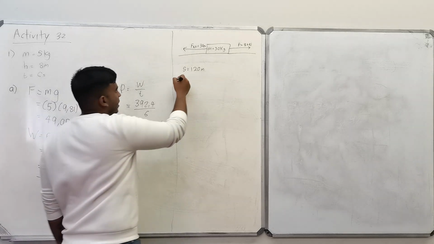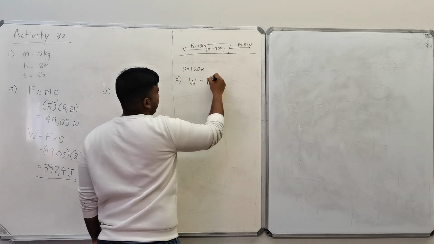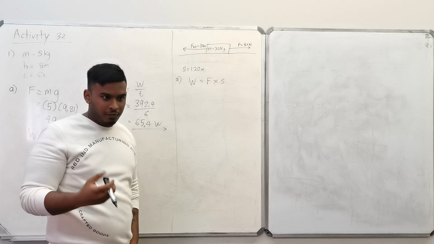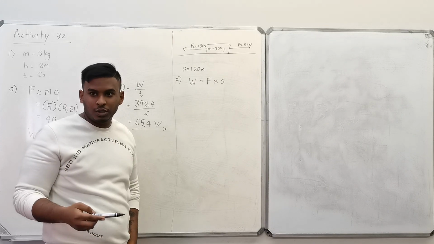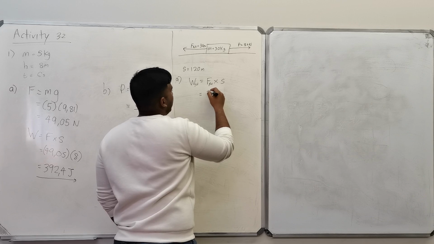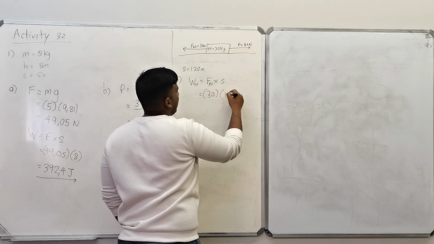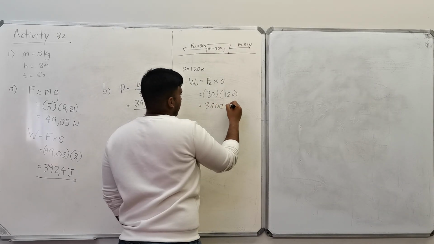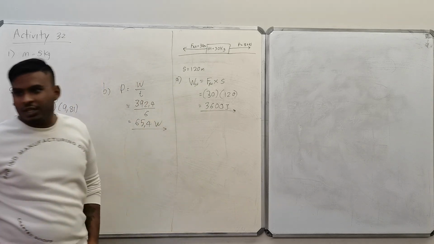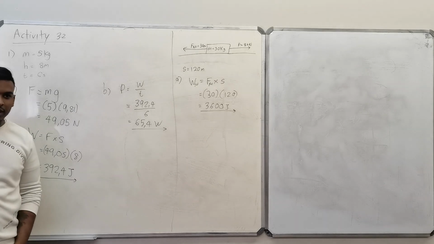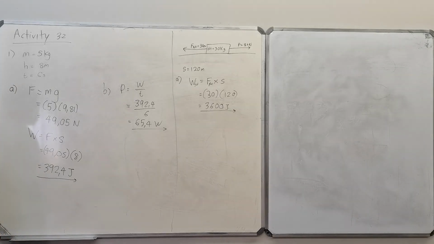Okay. So the first one, work is equal to force times displacement. Which work did they ask for? Frictional, right? So which force would you use? Frictional force. Okay. So this would be 30 multiplied by 120, which is 3.6 kilojoules, right? Then they ask you to calculate the total work done.